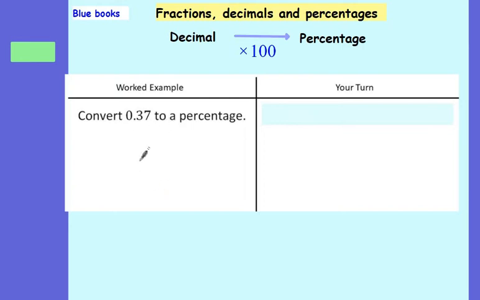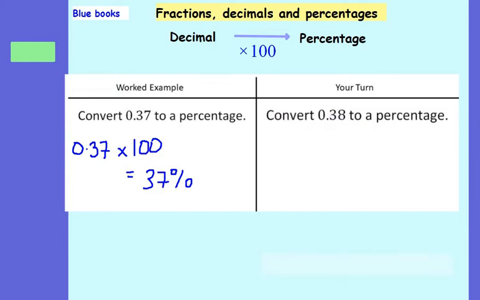I've got 0.37 and I want to convert it to a percentage. To do this, I need to multiply by 100. So 0.37 just means 37%. Nice and easy, decimal to a percentage. In your dark blue books, pause the video, here's one for you.